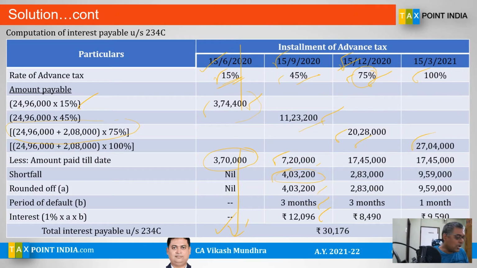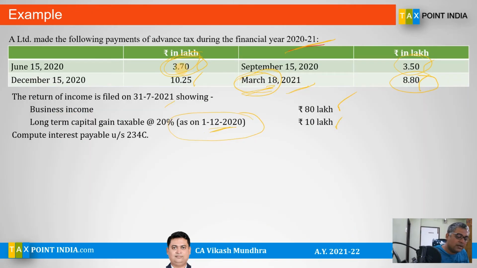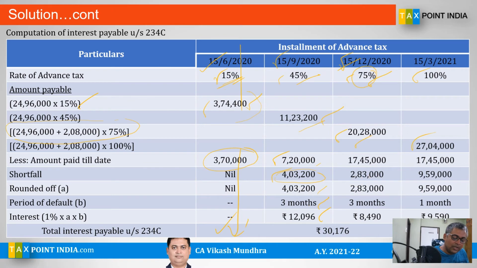20,28,000. How much did you pay? You paid 370 plus 350 plus 10.25. Altogether it comes to 17,45,000. There is a shortfall of rupees 2,83,000 for 3 months into 1%. It comes to 8,490.